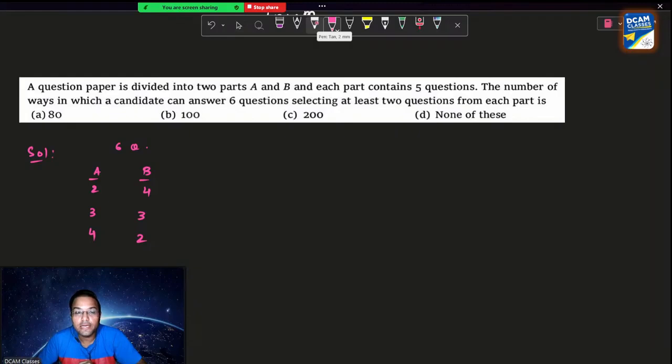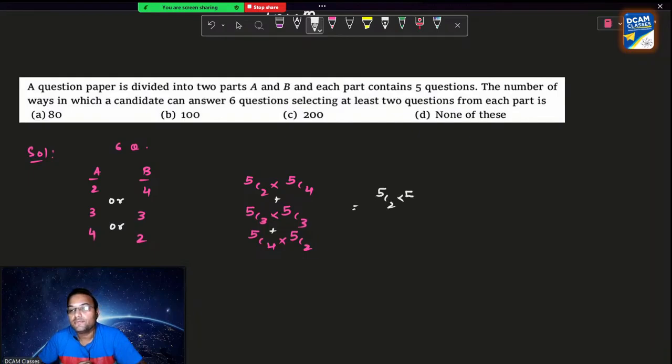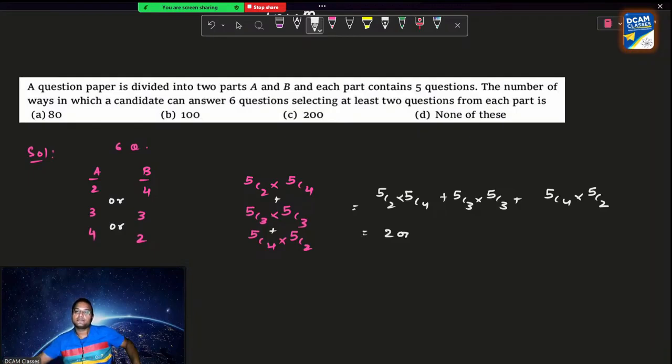So this way we'll get 5C2 into 5C4, 5C3 into 5C3, 5C4 into 5C2. Because these are or possibilities, this or this or this, we have to add them. So our total answer should be 5C2 into 5C4 plus 5C3 into 5C3 plus 5C4 into 5C2. This should be our answer. This sum that you'll do, you should get 200.